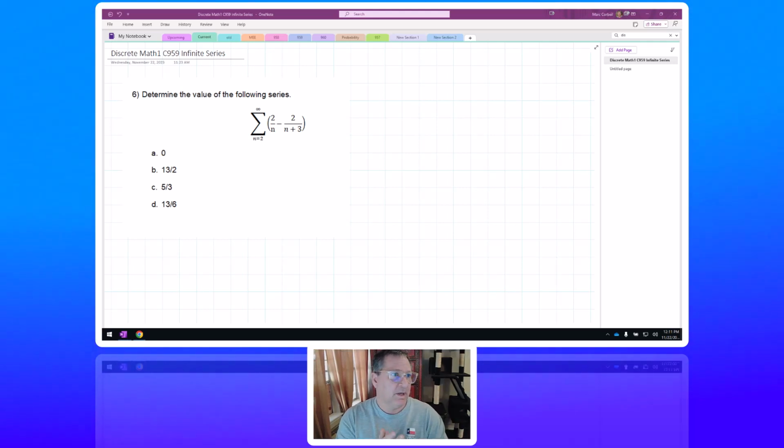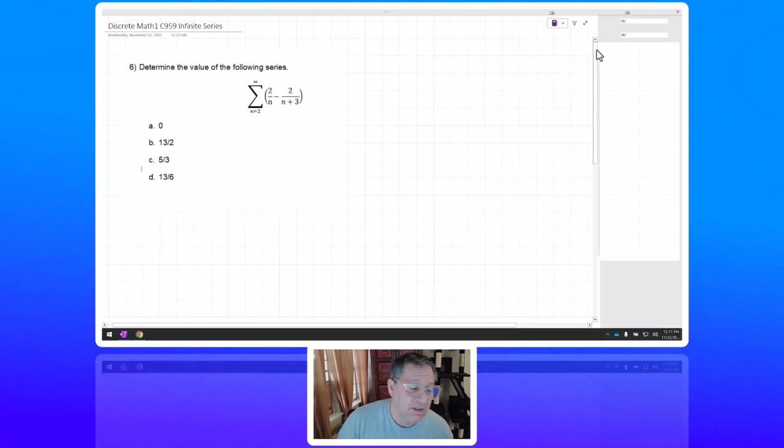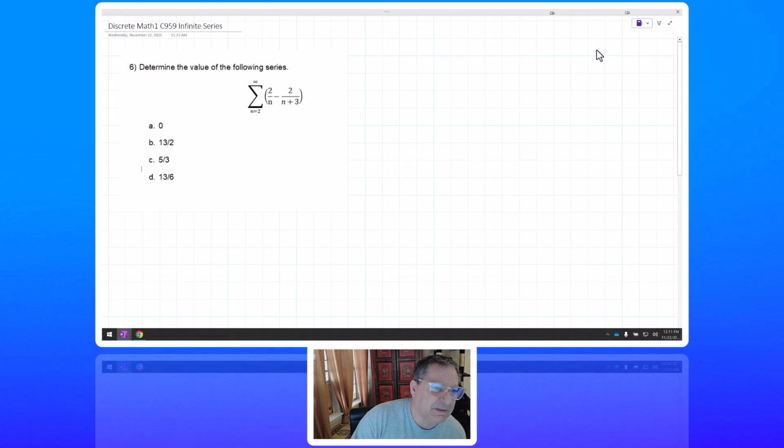Okay, we're going to address this infinite series, the sum of 2 over n minus 2 over n plus 3, n equals 2 to infinity. If you were to engage this individually, it would probably be something finding divergent. So we're going to have to do something a little special with this.